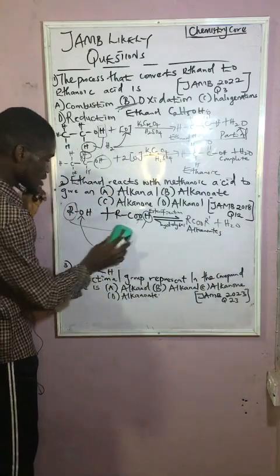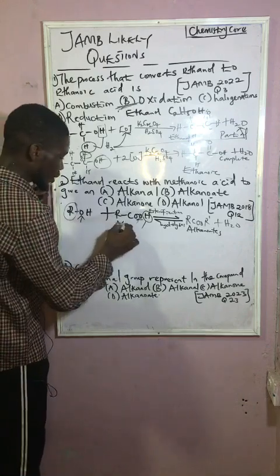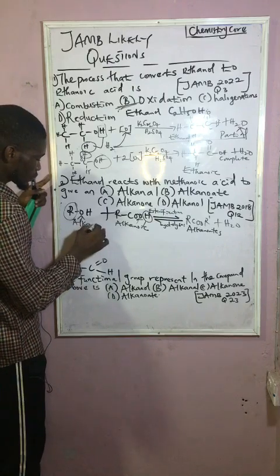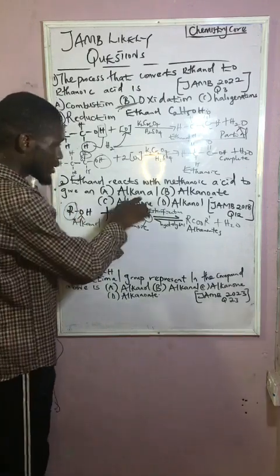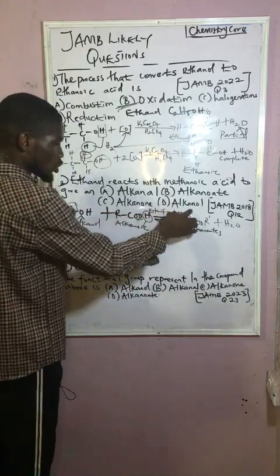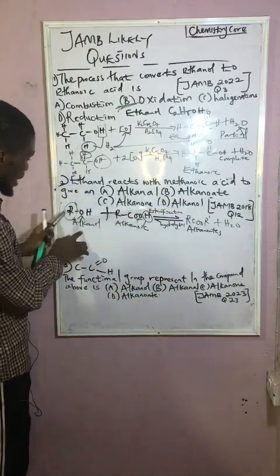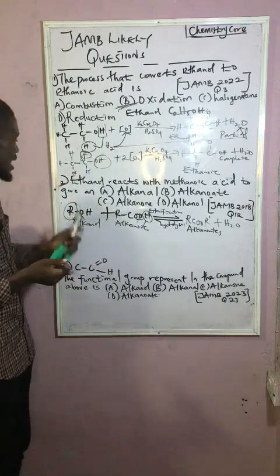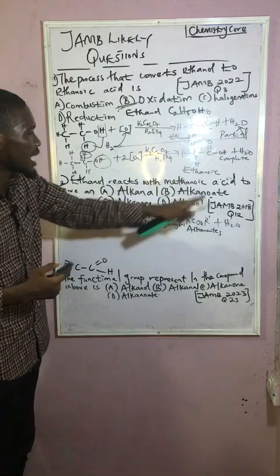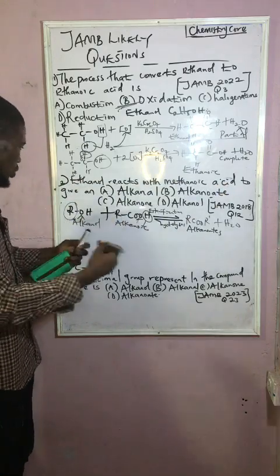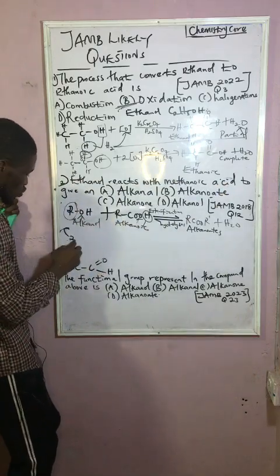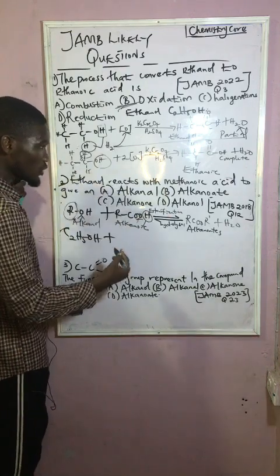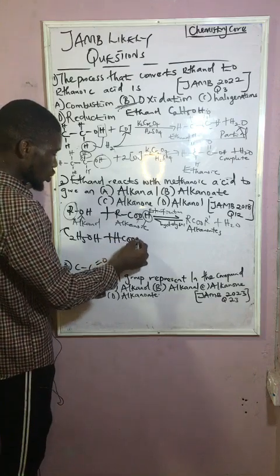And this, we have alkanoic acid, and here we have alkanoate. So when you look at the options, you can see there's alkanol, alkanoic, alkanone, and alkanoate. So now, this alkanol reacts with alkanoic acid to give us alkanoate. Let's go back to the equation that states ethanol reacts with methanoic acid to give what? Our ethanol is C2H5OH, plus methanoic acid, the first member of carboxylic acid, HCOOH.